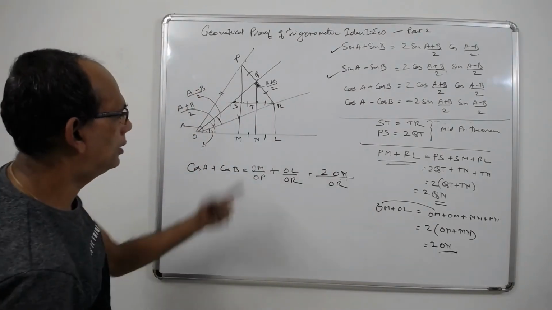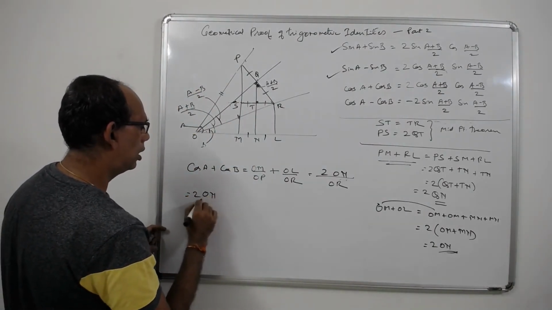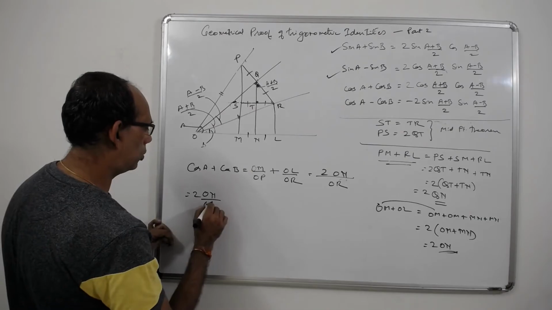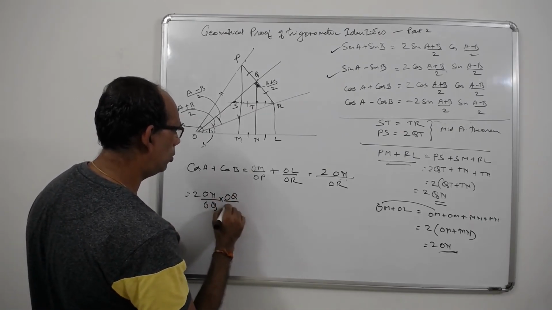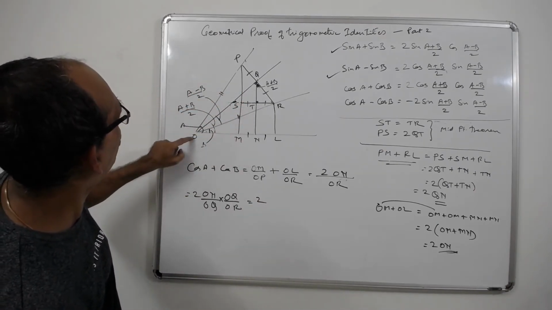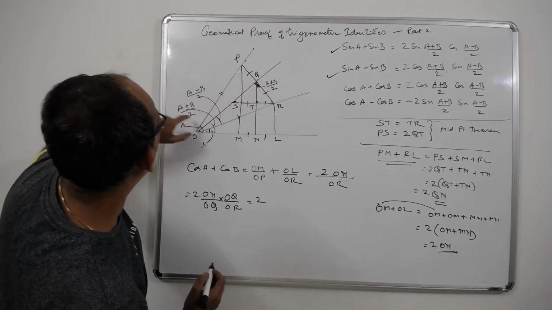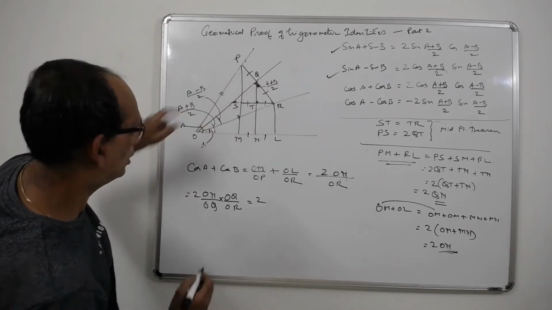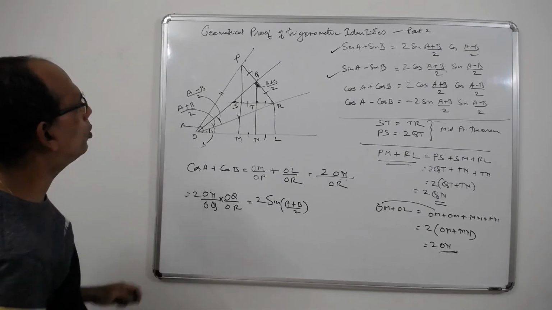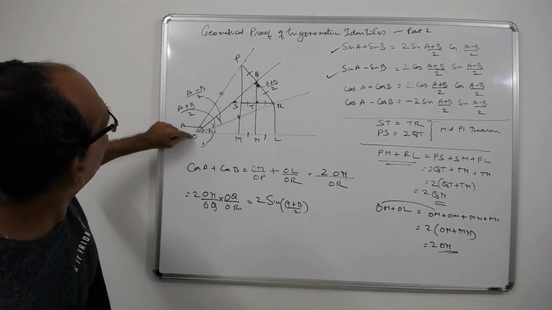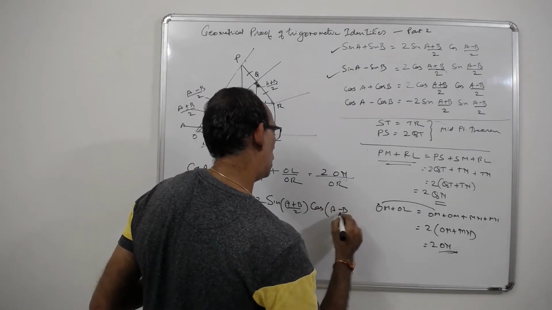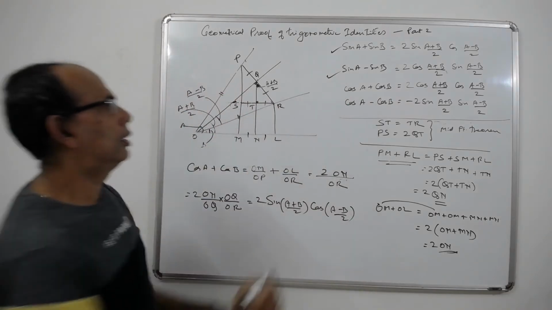So we are nearing the right side. Let's check. That's equal to 2 times OM upon OR. OM upon OQ, multiplied by OQ upon OR. That gives us 2 times OM upon OQ. OM upon OQ, we have it as sine of A plus B upon 2. OQ upon OR is cos of A minus B upon 2. Is it easy? It's correct.